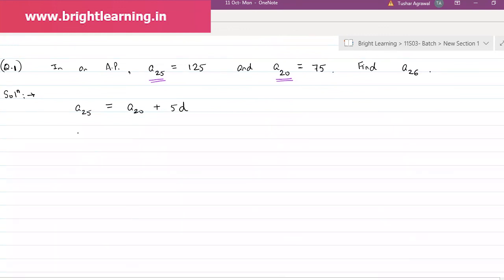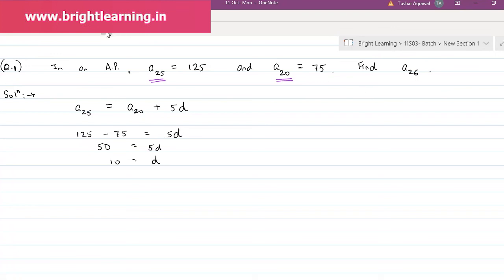From the 20th position, when I go 5 units ahead, 5 steps ahead, so 125 minus 75, that is A25 minus A20, is equal to 5 times D. So 50 is equal to 5D. So D is equal to 10. Now don't bother to calculate the first term. What he has asked you is to calculate the 26th term. This 26th term is very near to the 25th term, so I will take help of the 25th term.